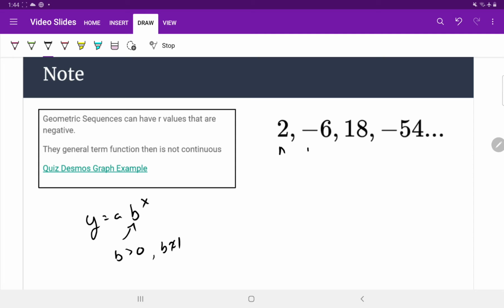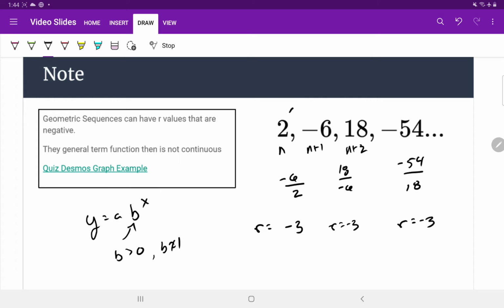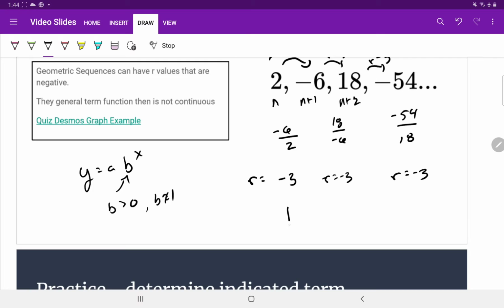If I call this n plus 1, n plus 2, and so on and so forth, negative 6 divided by 2 is going to give me negative 3. 18 divided by negative 6 gives me an R value of negative 3. And so on and so forth. Spoiler alert, you're going to get the same thing. Negative 54 divided by 18 also gets you an R value of negative 3. So we're incrementing along as we are multiplying by negative 3, which in turn means that term n is 2 times negative 3 raised to the n minus 1.